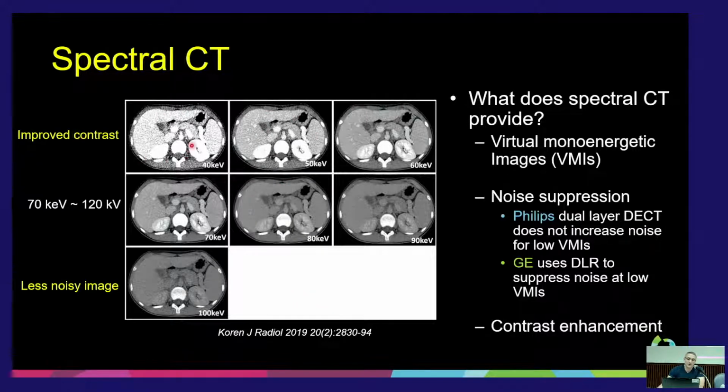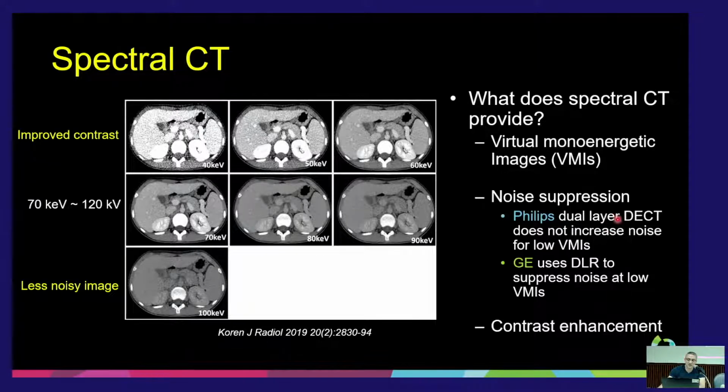And the beautiful thing is at the lower keVs, you're going to have a ton more attenuation characteristics, so you're going to have really strong contrast. Whereas as you go all the way up to the higher VMIs, you're going to have very little contrast, but the image noise is much lower here. And on the GE, Canon and Siemens systems, the lower VMIs will be a lot noisier.